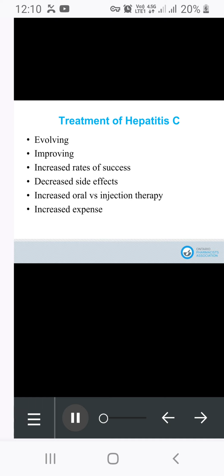Treatment of hepatitis C has rapidly changed as of 2015 and is rapidly changing. So it's evolving, it's improving. There's dramatically increased rates of success, and along with that, decreased side effects. And there's increased oral therapy instead of injection therapy. With this comes a dramatically increased expense, though, to the patient or to the insurance company or to the drug benefit. But as I say, this is evolving, and it's evolving quite rapidly and improving.